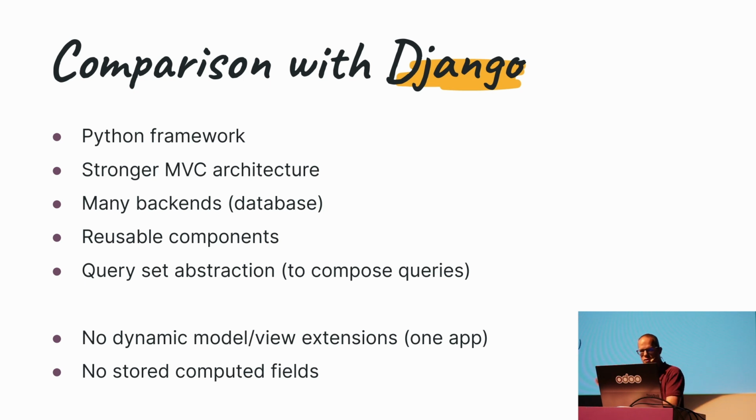If I make a quick comparison with Django, it's also a Python framework. It has a much stronger model view controller architecture. With Odoo, it's a bit more mixed, less separated. It has many more backends. We can only support Postgres databases at the time, while with Django, you can connect with MySQL and plenty of others. And they have many nice abstractions like the query set. Essentially, it enables you to build a query and execute a composed query at the very end. We're not that flexible, although we're slowly improving the ORM to enable that kind of thing.